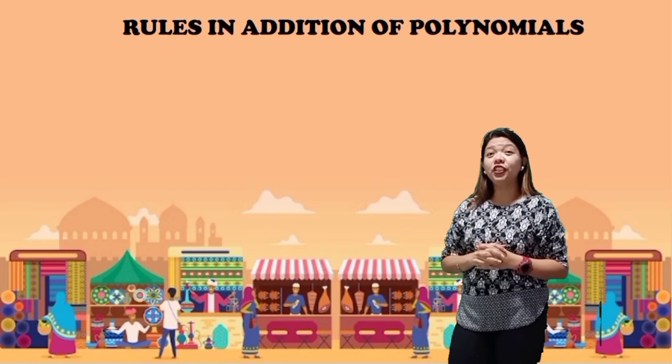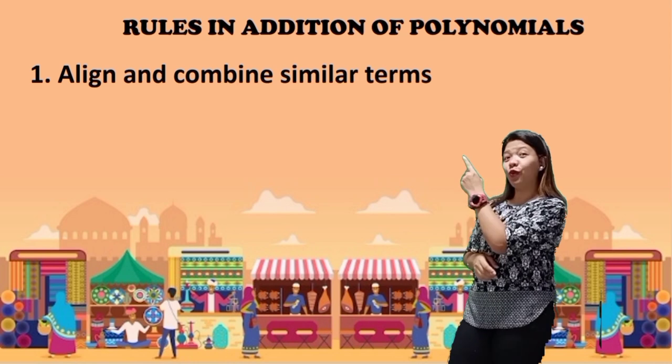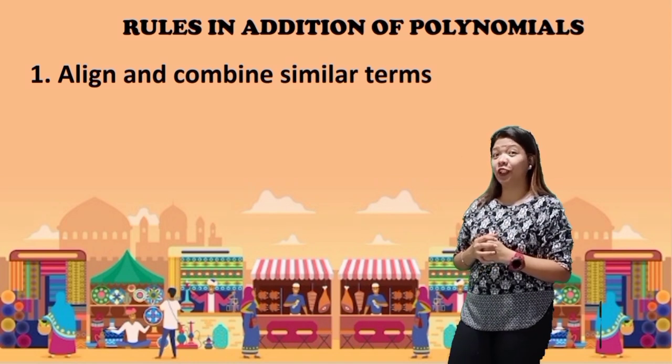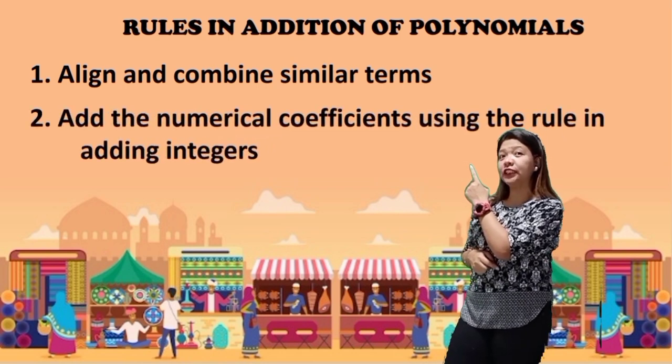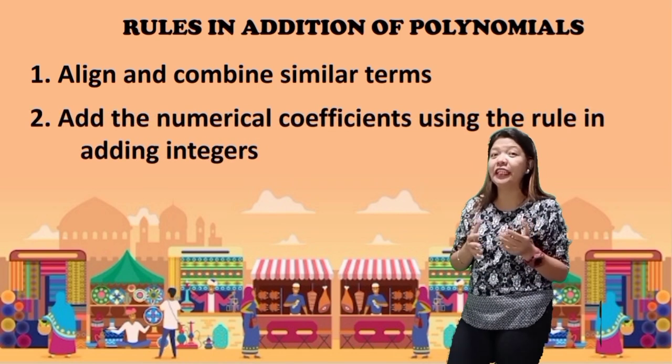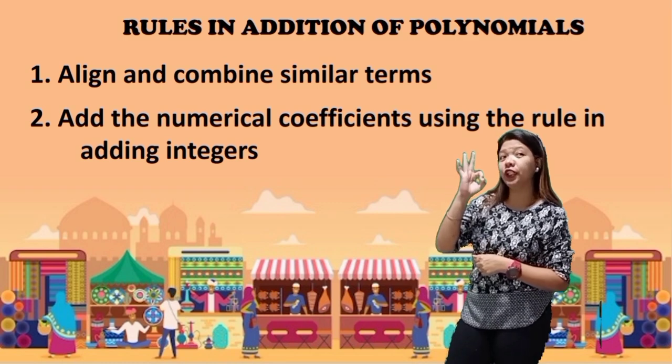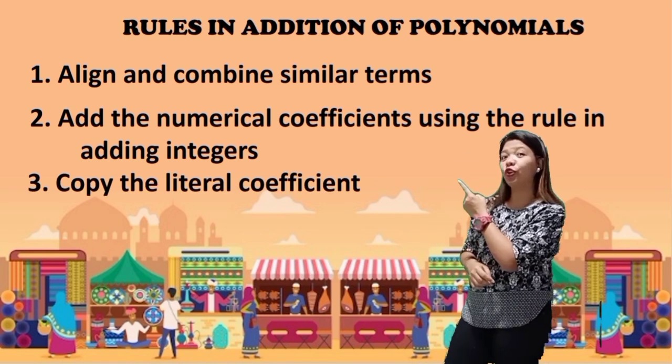Rules in addition of polynomials. Number 1, align and combine similar terms. Number 2, add the numerical coefficients using the rule in adding integers. And number 3, copy the literal coefficient.